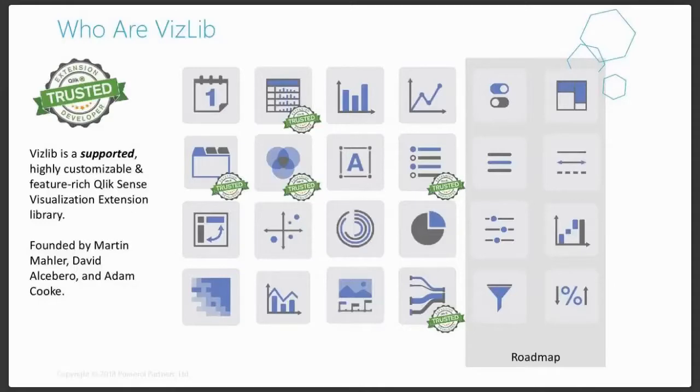Since that time, they've added on a ton of additional extensions. So we've got a calendar object, bullet charts, bar charts, line charts, a container object, which is great, a Venn diagram, an advanced text object where you can tie actions to it. Filter panes, they came out with a new pivot table this year. They've got a very advanced scatterplot and activity chart, pie chart, heat map, combo chart, which is coming up, storyline and Sankey. And then you can see that they've also got some additional stuff on their roadmap for this year.